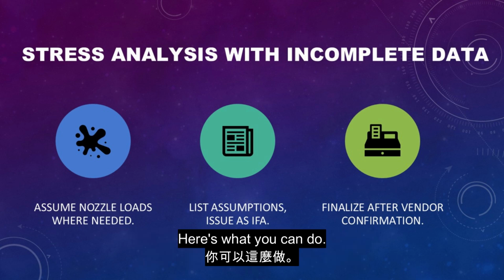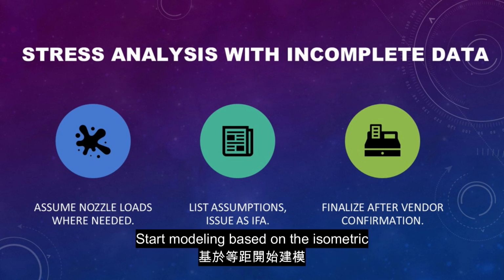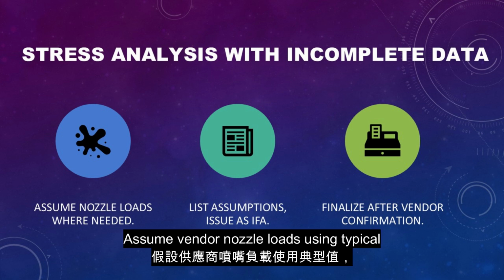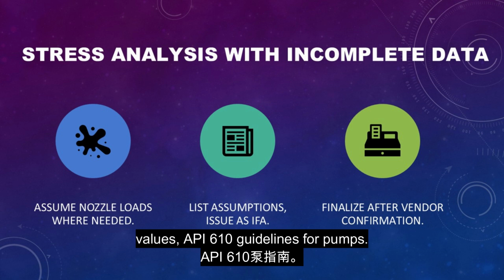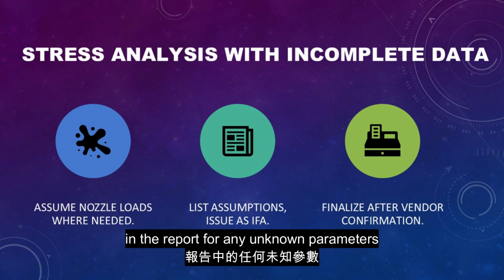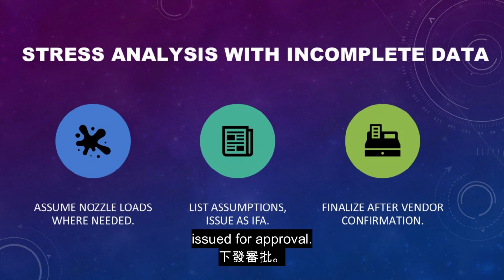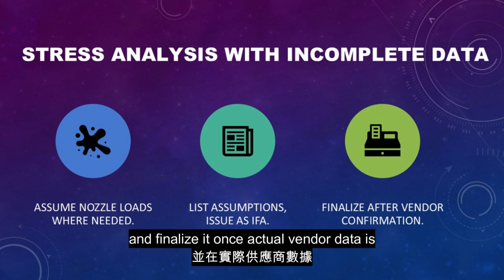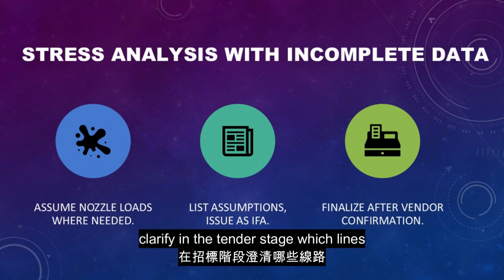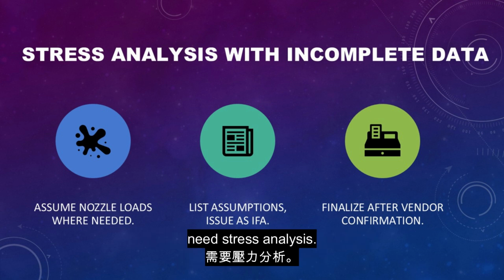Here's what you can do. Start modeling based on the isometric layout and known conditions. Assume vendor nozzle loads using typical values, API 610 guidelines for pumps. Make an assumption list in the report for any unknown parameters, issued for approval, and finalize it once actual vendor data is received. Tip: clarify in the tender stage which lines need stress analysis.